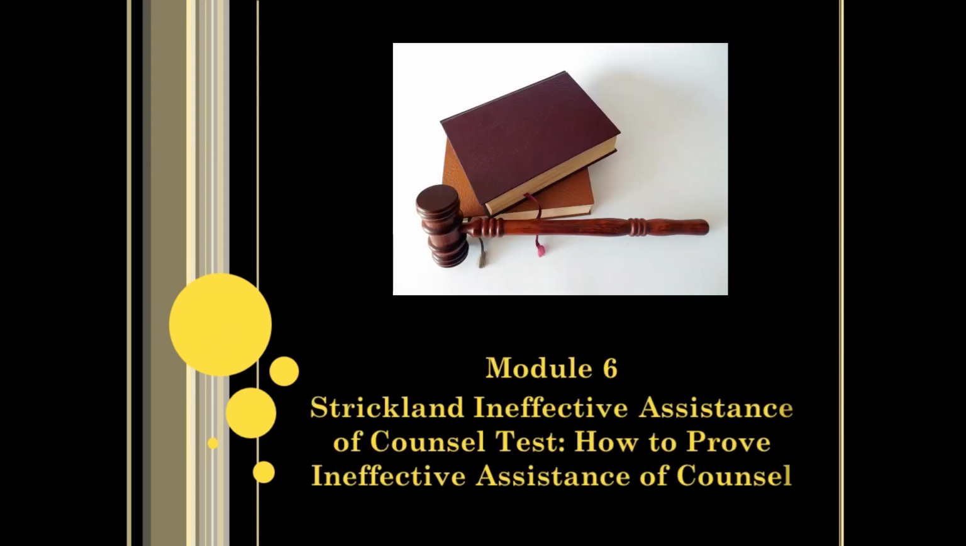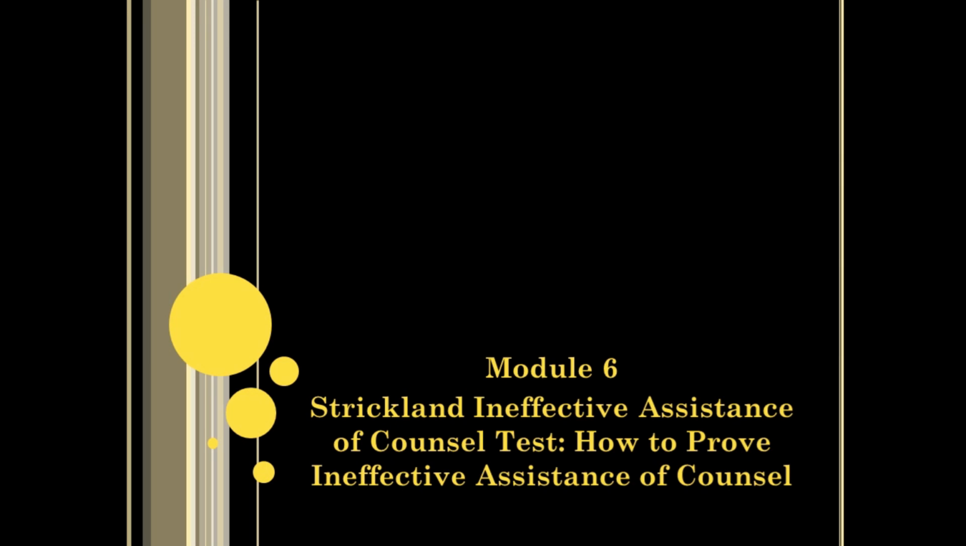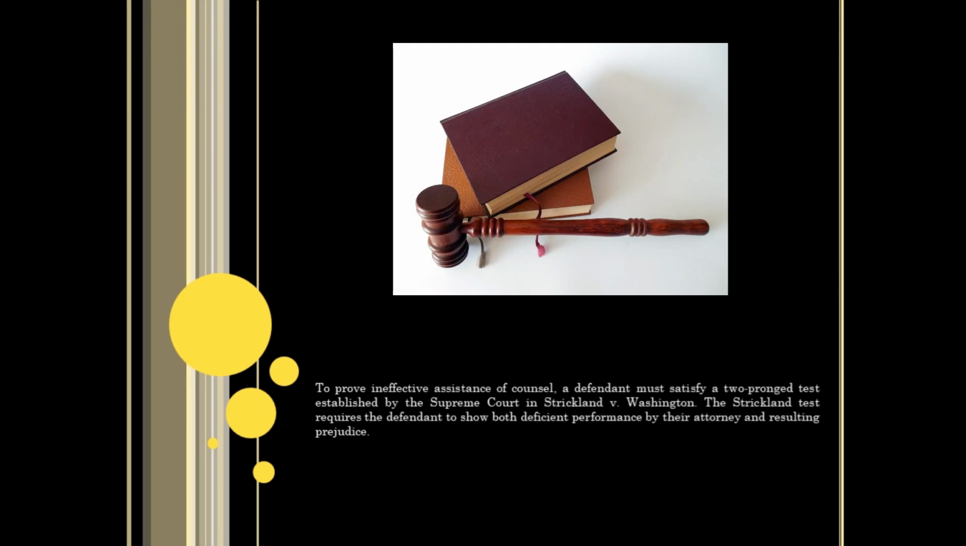Module 6. Strickland Ineffective Assistance of Counsel Test. How to prove ineffective assistance of counsel. To prove ineffective assistance of counsel, a defendant must satisfy a two-pronged test established by the Supreme Court in Strickland v. Washington. The Strickland test requires the defendant to show both deficient performance by their attorney and resulting prejudice.